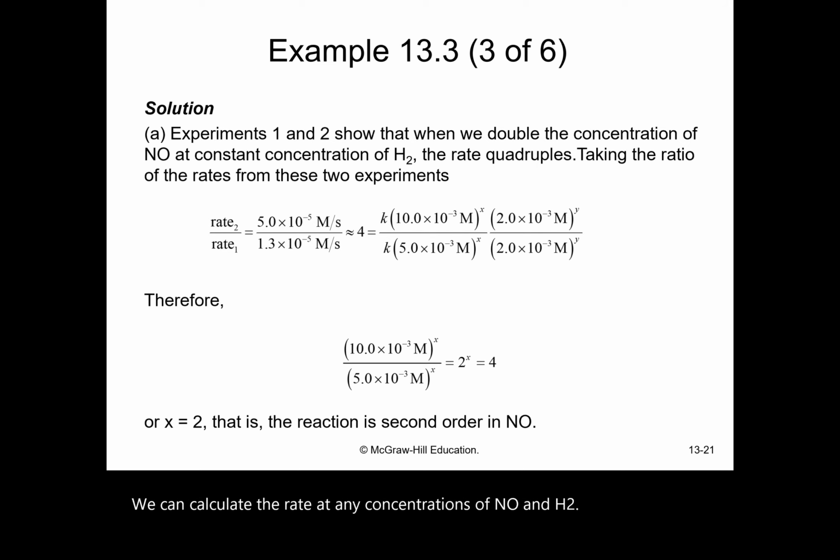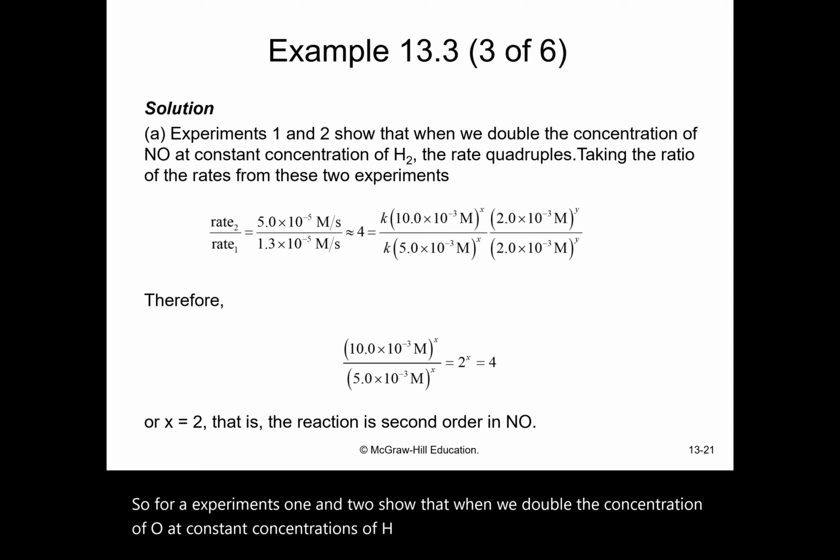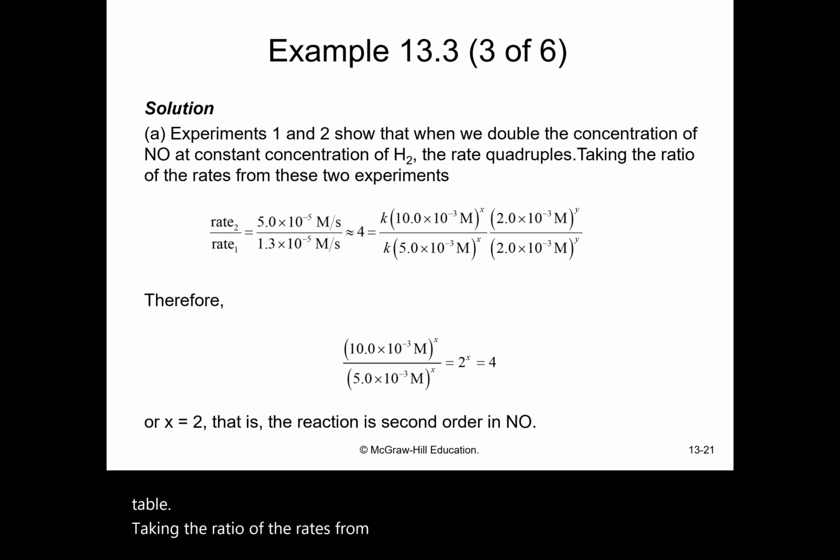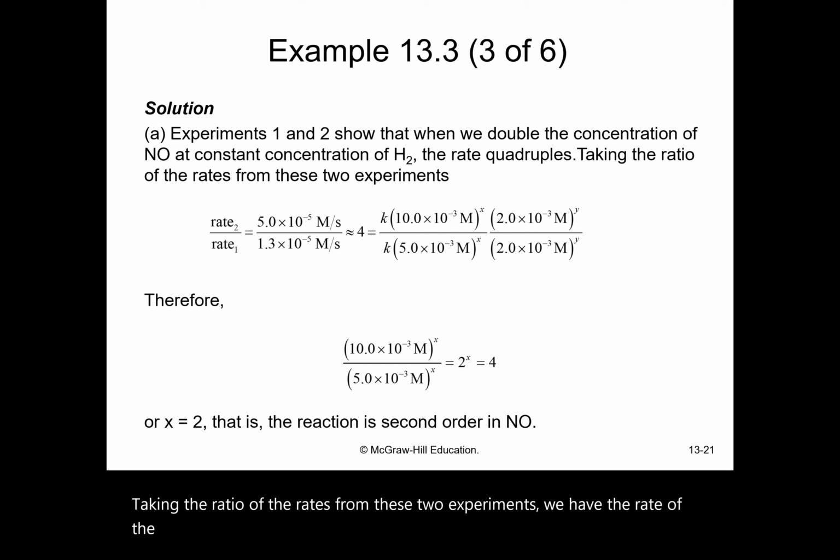So for A, experiments 1 and 2 show that when we double the concentration of NO at constant concentration of H2, the rate quadruples. So this is from the table. Taking the ratio of the rates from these two experiments, we have the rate of the second over the rate of the first. If you refer back to the table, we see that the ratio is about 4.